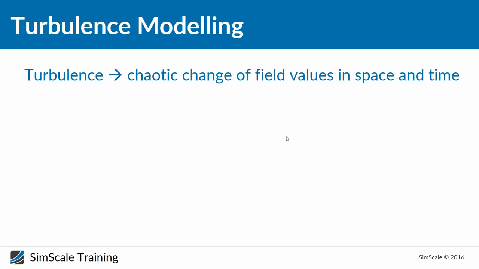So I think we should talk about this a little bit more in detail. First of all, to put it in a nutshell, turbulence is a kinetic change of field values in space and time, which means your pressure, your velocity is changing very fast and chaotic. And space and time means locally as well as over the time.